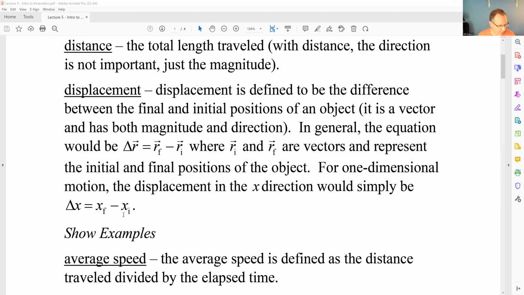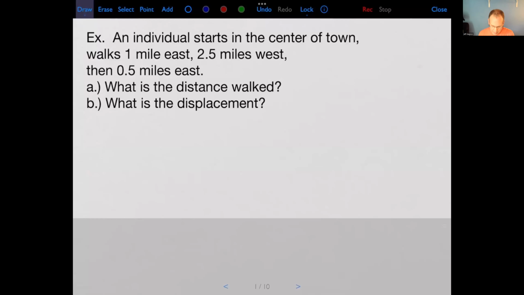Okay, so let me stop for a second now, go to the iPad and show you some examples of distance and displacement. In this example, you're told that an individual starts in the center of town, walks 1 mile east, 2.5 miles west, and then 0.5 miles east. We want to figure out 2 things. The first is the total distance that's walked, and then the displacement.